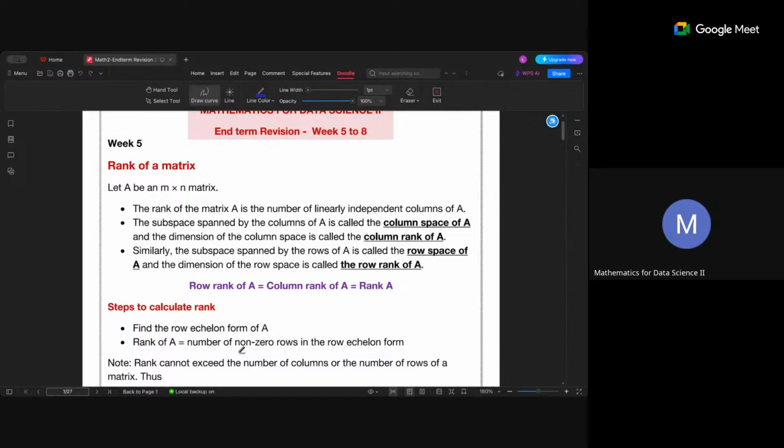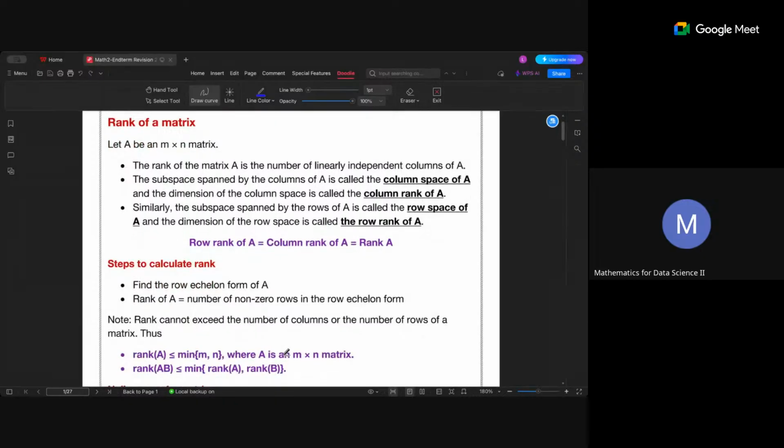But in some cases, it is easier to just check the vectors. You can check the linear independence and also find the rank. That is also one way. But for more complex matrices, the more reliable method is to find the REF form and look at the number of non-zero rows. That gives you the rank of the matrix.